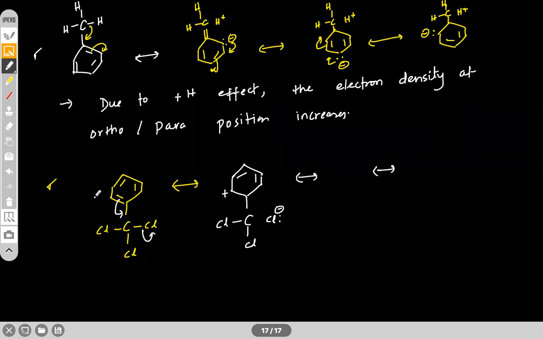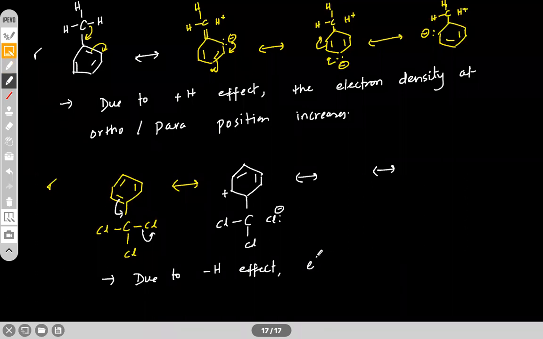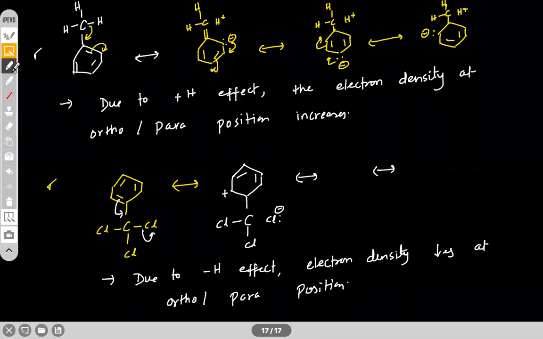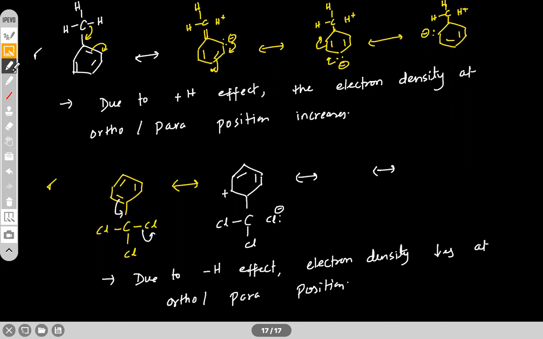You will see the next structure, this positive charge will come over here and then it comes over here. So what we can say, due to minus H effect, write down here, due to minus H effect, electron density decreases at ortho-para position. Copy down this.